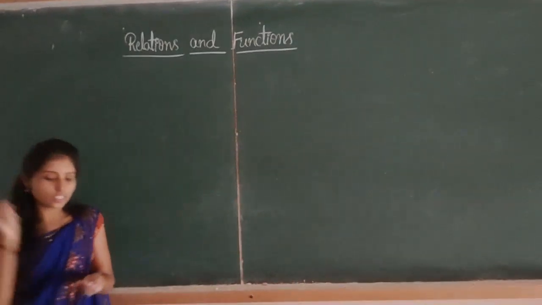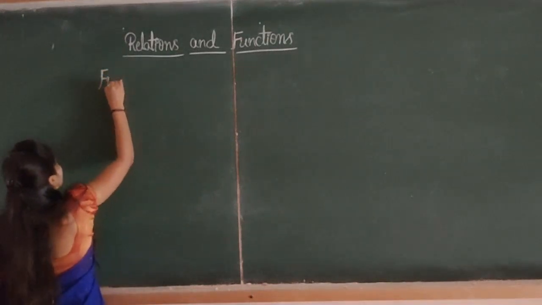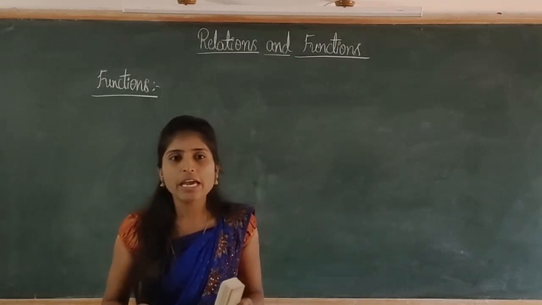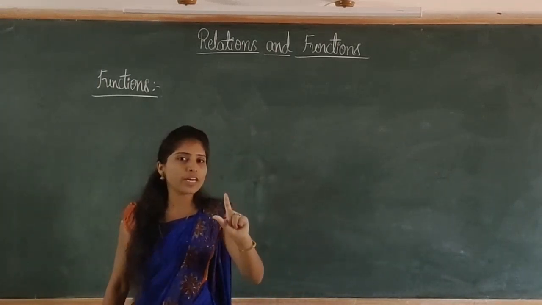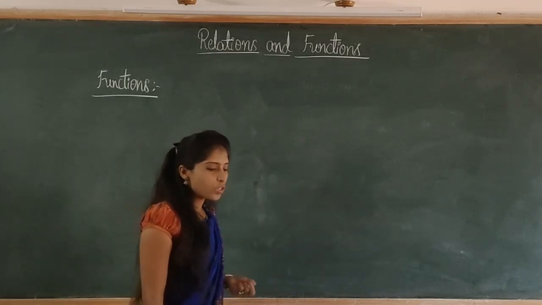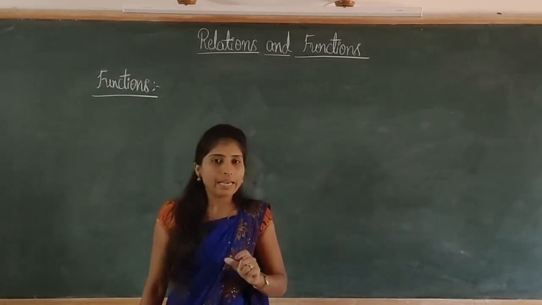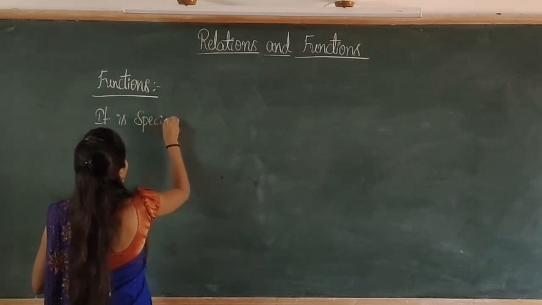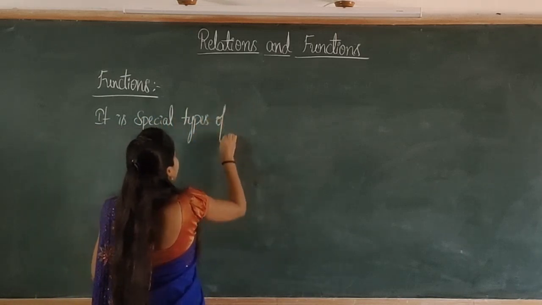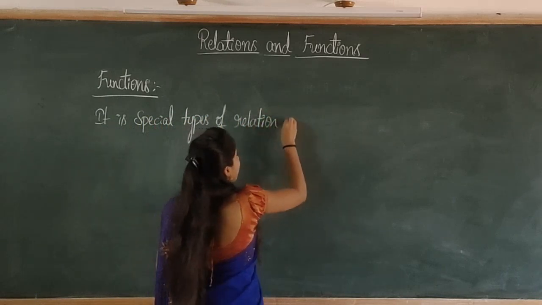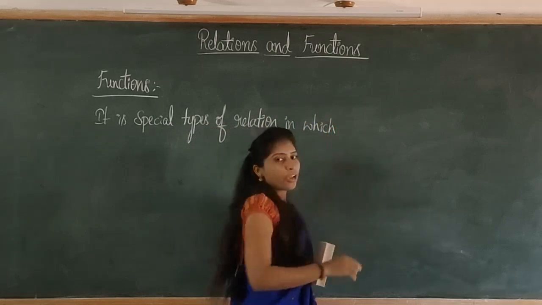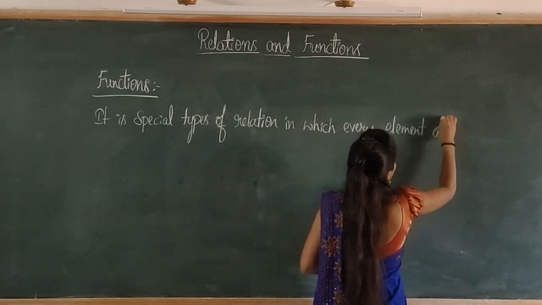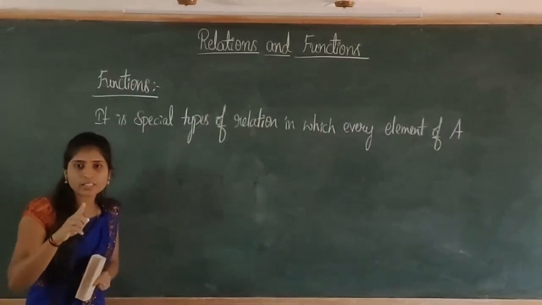The next one is functions. A function is a special type of relation in which every element of A has one and only one image in set B. Or you can also say that no two ordered pairs have the same first element in a function.